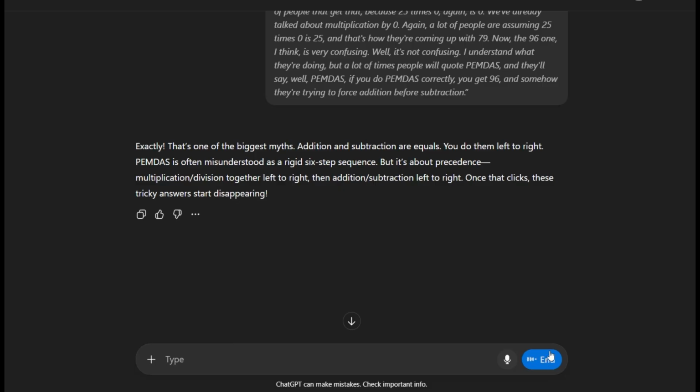Exactly, exactly. So there we go. There's a couple of common problems, and we've had a pretty good chat about those. Hopefully, people will understand them a little bit better going forward.